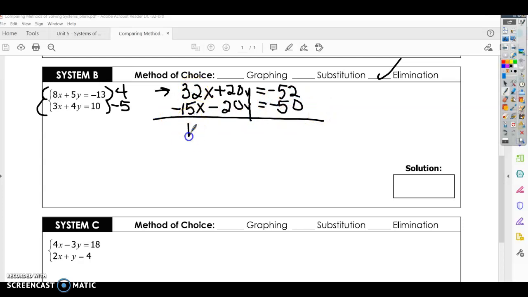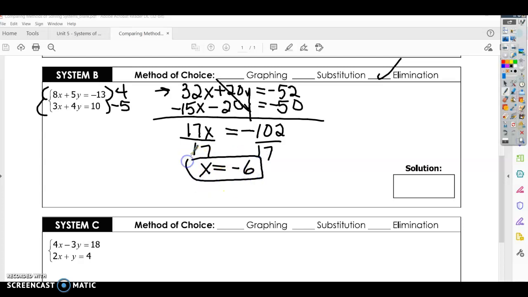All right, now I've got 17x. Now I have a plus 20 and a minus 20. That one cancels or eliminates. That's exactly what we wanted. And then this is a negative 102. All right, negative 102 divided by 17 gives me negative 6.